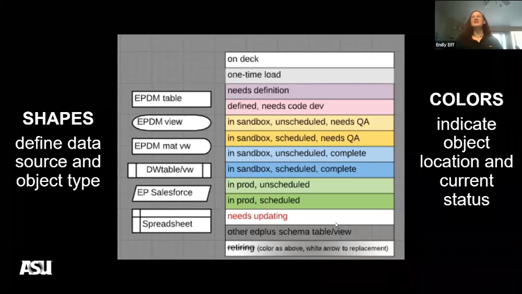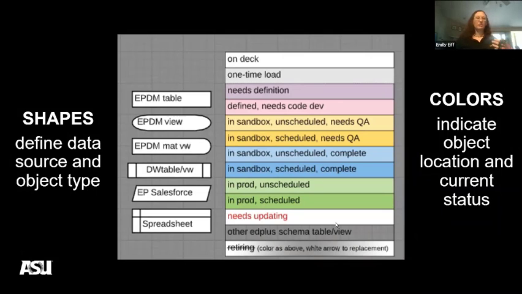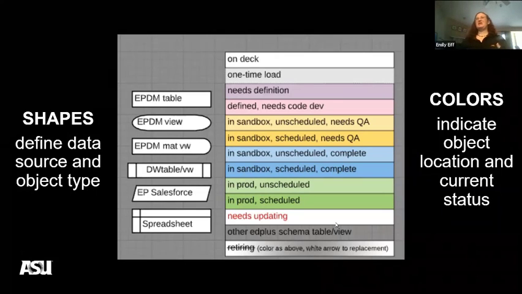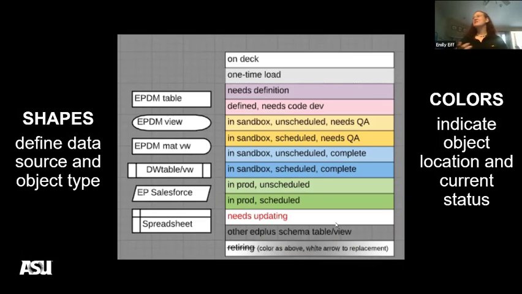in. So if we haven't defined the table, it's in pale purple. If we've defined it, but it hasn't been built, it's pink. If it's in our sandbox, it's yellow or blue, depending on whether it's been QA'd and if it's scheduled or not scheduled, green for production.